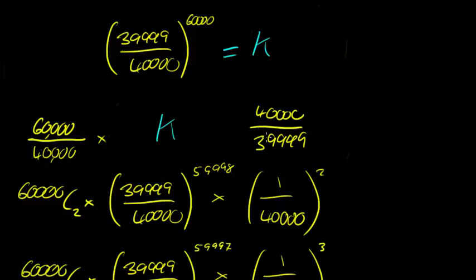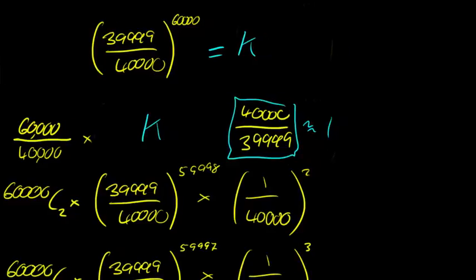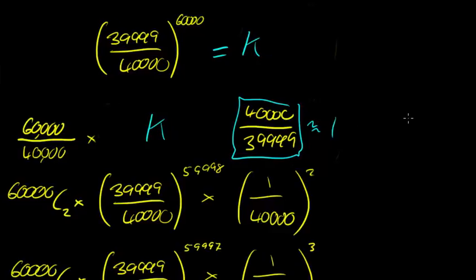40,000 over 39,000, well, that bit is approximately equal to 1. And so what I have now is 60,000 over 40,000, which is 1.5, times by k. So my first number was k. My second number is 1.5k.